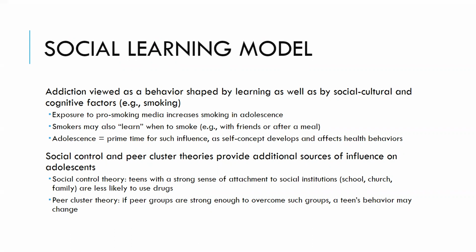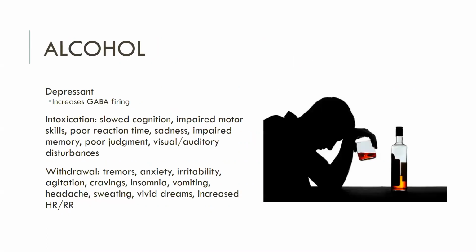Fortunately, though, there is some evidence that social institutions can play a role in helping teens kind of steer clear of problematic drug use behavior. Specifically, social control theory says that teenagers with a strong sense of attachment to institutions, such as school, church, and family, are less likely to use drugs. On the flip side, though, peer cluster theory does tell us that if peer groups are strong enough to overcome the influence of such groups, a teenager's behavior may change and start to mirror the peer behavior more so.